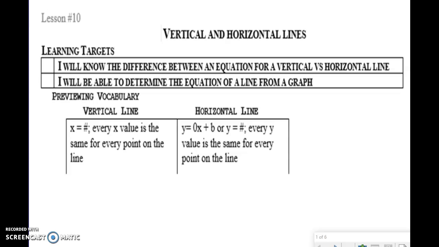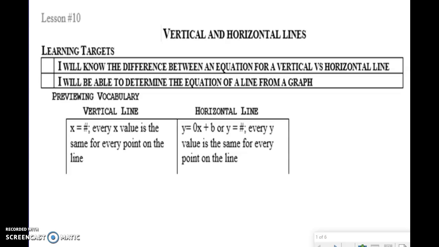Today's topic is vertical and horizontal lines. Hopefully you already realize that vertical is the up and down, and horizontal is the left and right, so sometimes that needs to be said. Our learning targets will be to know the difference between an equation for a vertical line versus a horizontal line, and be able to determine the equation of a line from a graph.